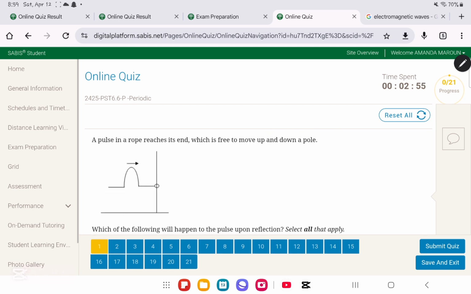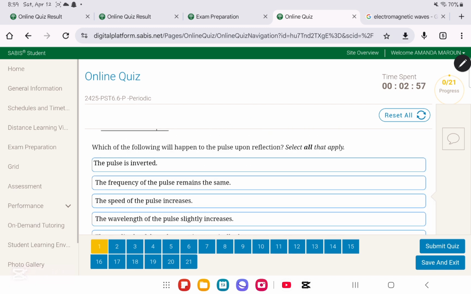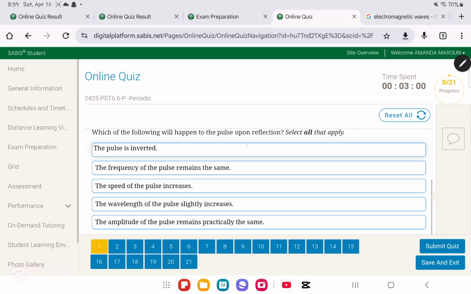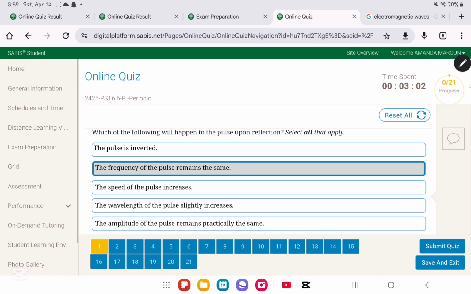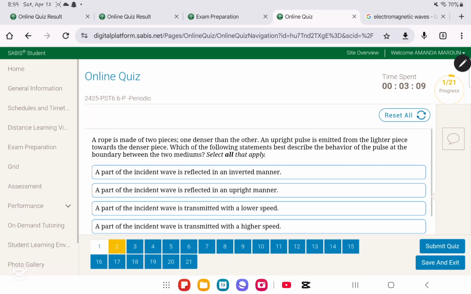Because it is a free-ended wave reflection, what's going to happen is that the pulse is not inverted, the frequency will remain the same, the speed will remain the same, the wavelength will remain the same, and the amplitude will also remain the same. We move on to question number 2. A rope is made of two pieces, one denser than the other. So let's say this is the thin rope and this is the denser rope, okay?